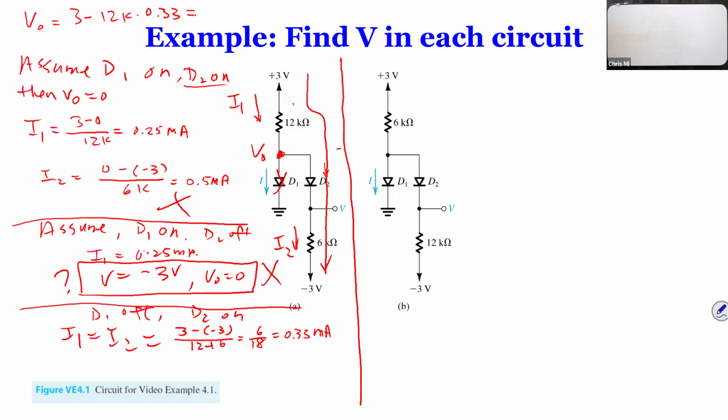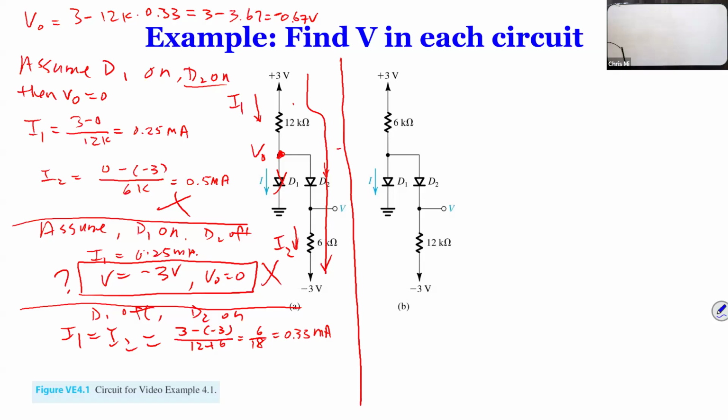0.33 equal to 3 minus 12K times 0.33. How much is that? 12 times a third is 4. So it's minus 1 volt, which is negative, which is correct. Which is possible. Because now you know that D1 is reverse biased, because the bottom is 0 and the top is negative.